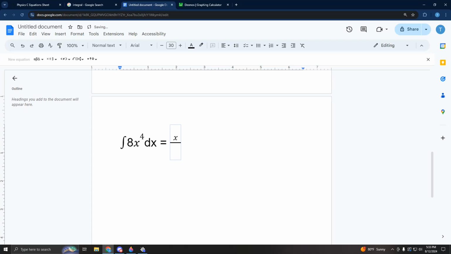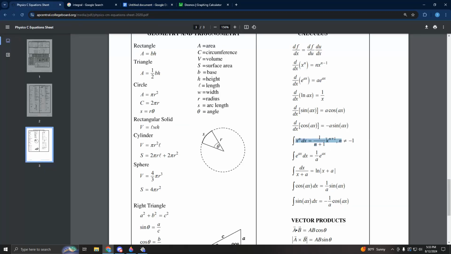So now it's x to the 5th, and now you would keep that 8 there. So now it's 8x to the 5th, and now it's over this top one right here. So it's 8x to the 5th over 5 now. It's very simple to do. They get really hard later on, but you don't have to worry about that now.